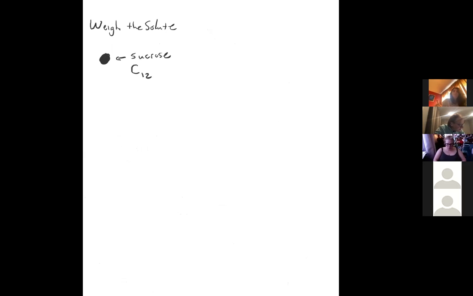Okay. The next step is, typically when we measure things, we weigh things. We weigh the solute. Suppose that we weigh out some sample of the solute. Let's use a different solute. Let's use table sugar, sucrose, for example. Sucrose has a formula C12H22O11. Let's say we weigh out 35 grams of sucrose.